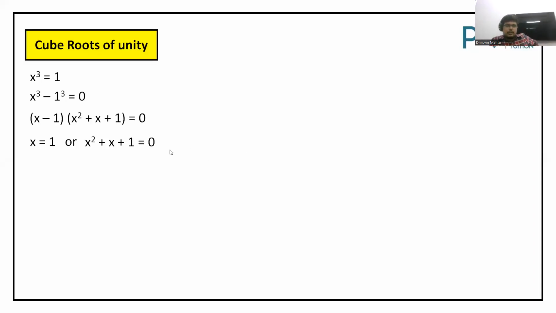Yeah, so Arush, I was telling you that we have now two possibilities. One is x equal to 1, other is x square plus x plus 1 equal to 0. Okay. So now we have to solve this x square plus x plus 1 equal to 0. Do you realize this is a quadratic equation? We can solve this using the formula method.